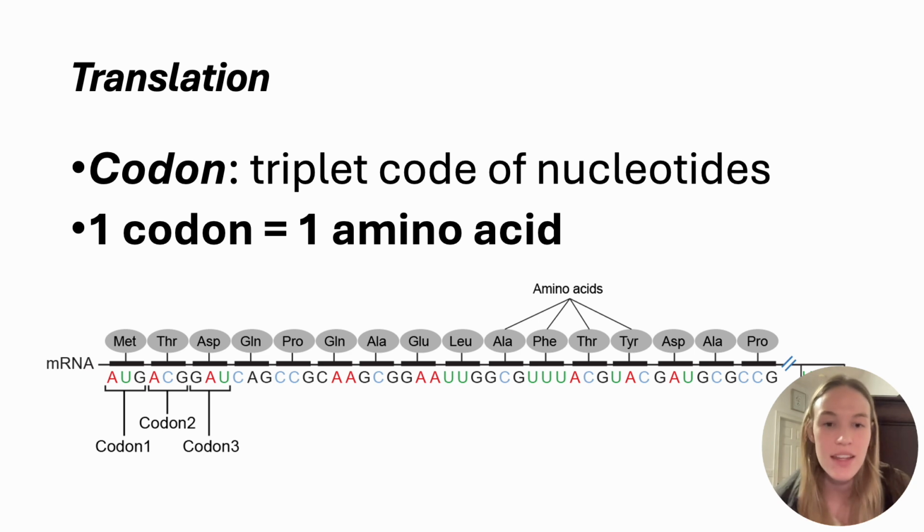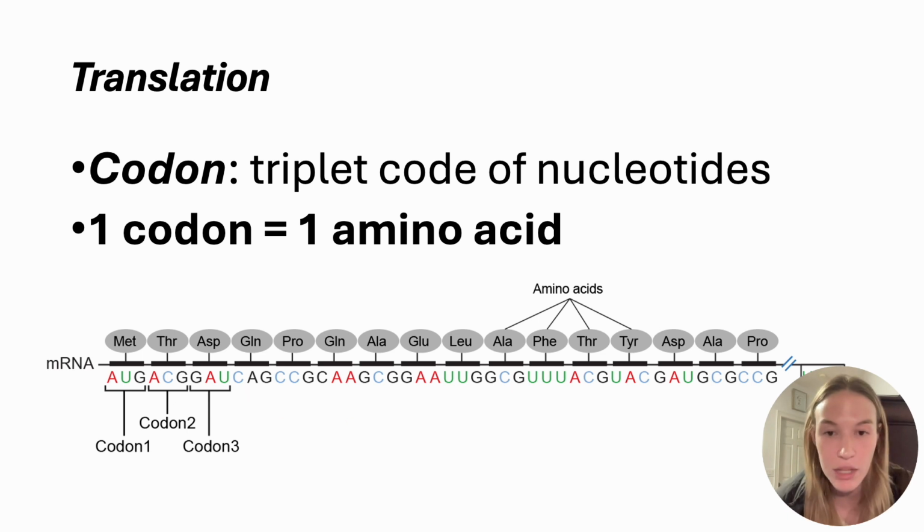And it turns out that 3 nucleotides coding for 1 codon in turn codes for 1 amino acid. So if we look at this picture on the bottom here, we see 3 nucleotides, an A, a U, and a G. That is 1 codon, which codes for 1 amino acid, which is methionine. AUG is always my start codon, and it always codes for methionine. Then we have ACG. This is a second codon. In this case, it is going to code for threonine.